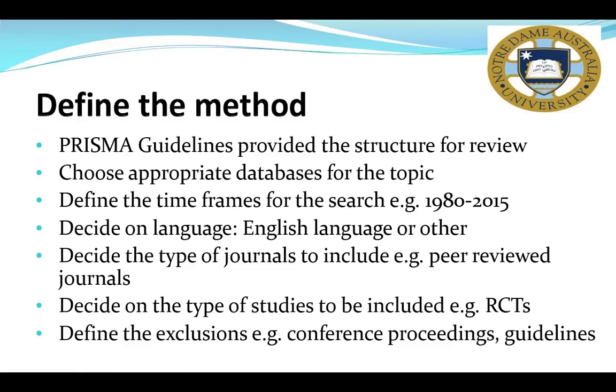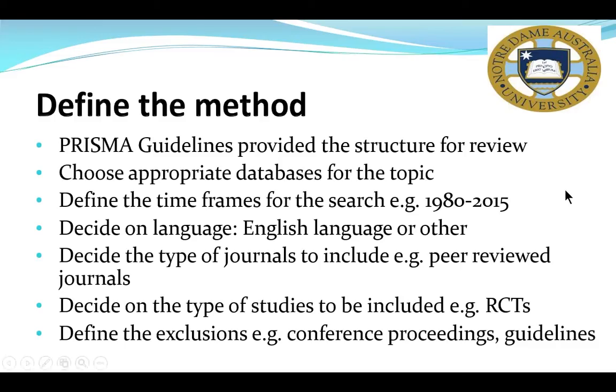The fourth process was to define the method for the review, and I cannot stress how important this part of the review is. If you don't get this right, you're not going to get a decent review done. That was my experience. So firstly, as we've already talked about, I used the PRISMA guidelines to provide the structure for the review. And then it was really important to choose the appropriate databases for the topic. So in my review, I used psychosocial and medical databases and also looked at Cochrane, but it really will depend on what your subject is.